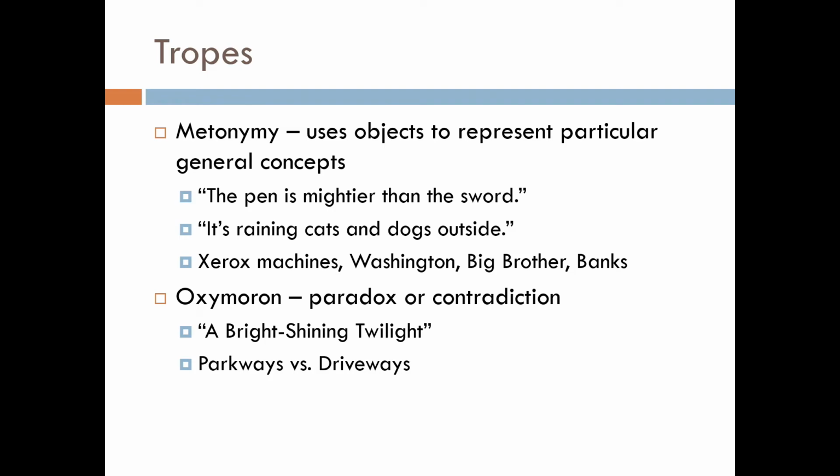The pen is mightier than the sword. That's just kind of an odd statement, but we know what it means, right? It represents a general concept of peaceful means are oftentimes more effective than military means, right? We get that. Or it's raining cats and dogs outside. I have no idea where that really comes from, but I know what it means. It means that it's raining really hard outside, right? These are examples of metonymy.